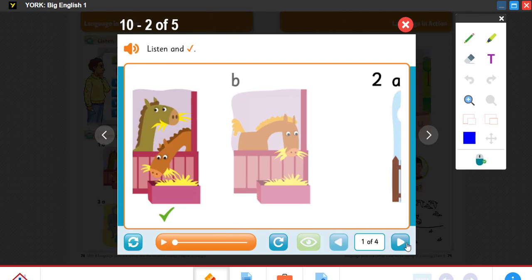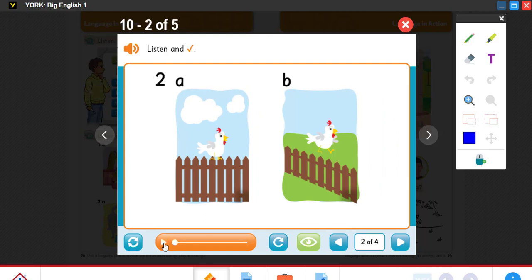Next. Let's listen. 2, What's the chicken doing? It's running. Yes. Is it picture A or picture B? Yes, correct. The chicken is running, so it's picture B. Next.